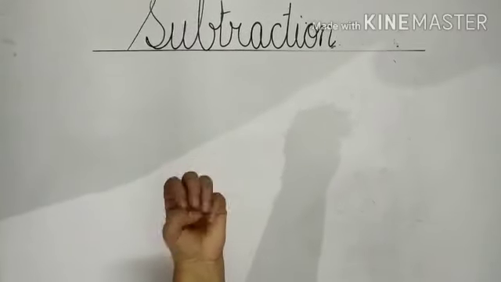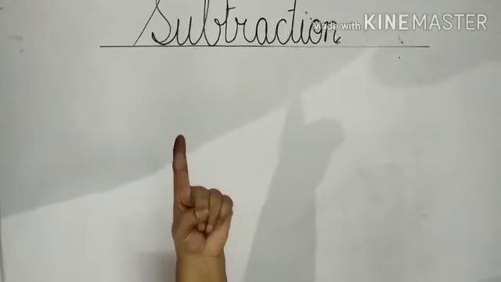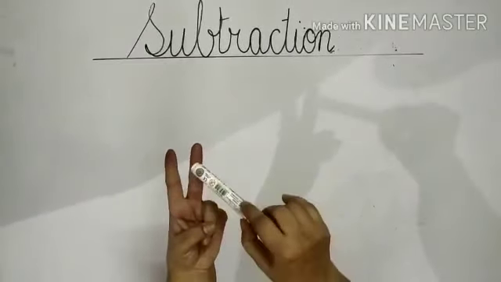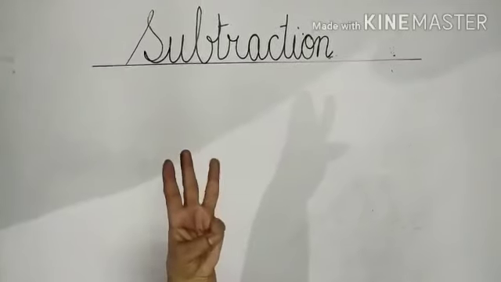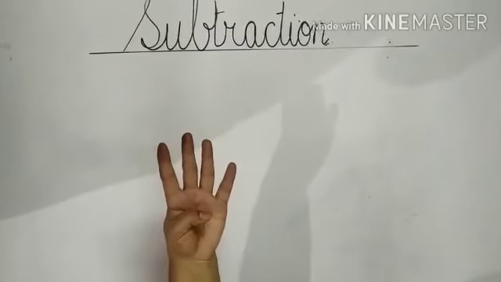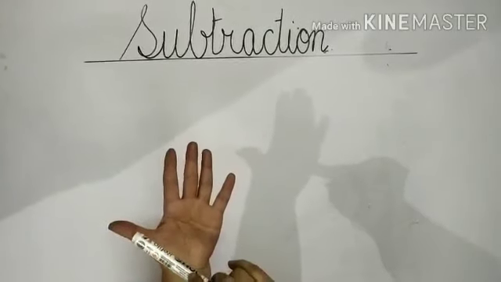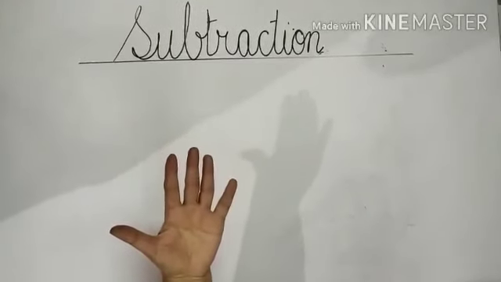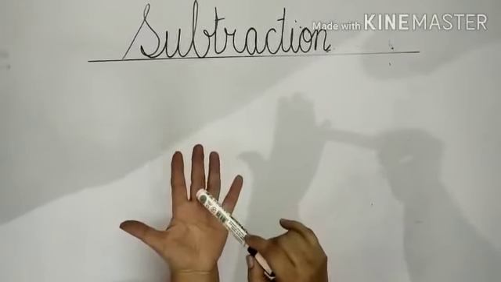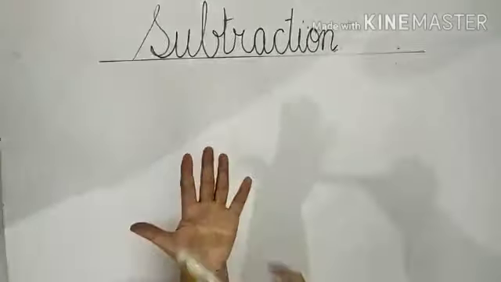We do subtraction with the help of these 15 blocks. How many blocks does one finger have? 3. How many blocks do two fingers have? 3 plus 3, 6. How many blocks do 3 fingers have? 9. And how many blocks do 4 fingers have? 12. And now in total, in 5 fingers we have 15 blocks. Understand? 1, 2, 3, 4, 5, 6, 7, 8, 9, 10, 11, 12, 13, 14, 15.